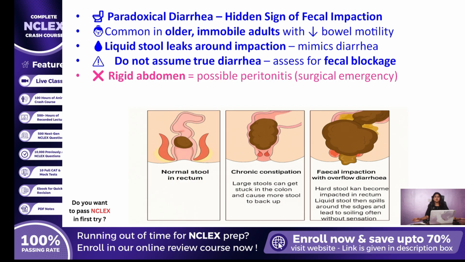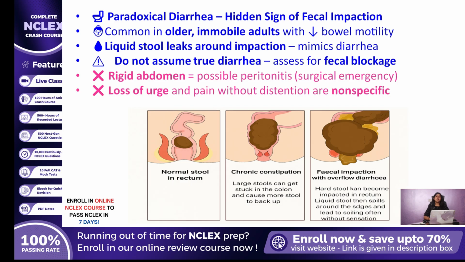A rigid abdomen is more consistent with an acute surgical abdomen, like peritonitis. Loss of the urge to defecate is not typical. And abdominal pain without distension is nonspecific.